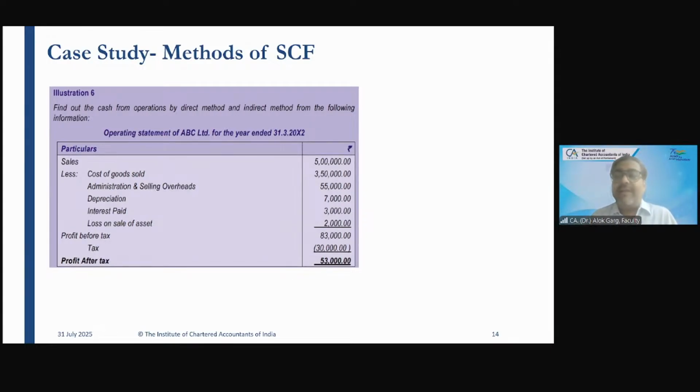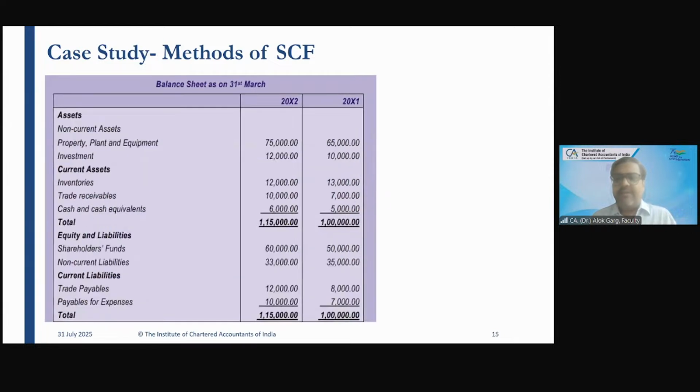Now we need to look at debtors to arrive at the cash, right? What is my opening trade receivable? Opening 7,000, closing 10,000. 7,000 rupees is my opening trade receivable. And how much sales have I made, assuming the entire sale is on credit? 5 lakh. So the opening money receivable from the debtors is 7,000. The sales which I have made to the debtors on credit is 5 lakh.